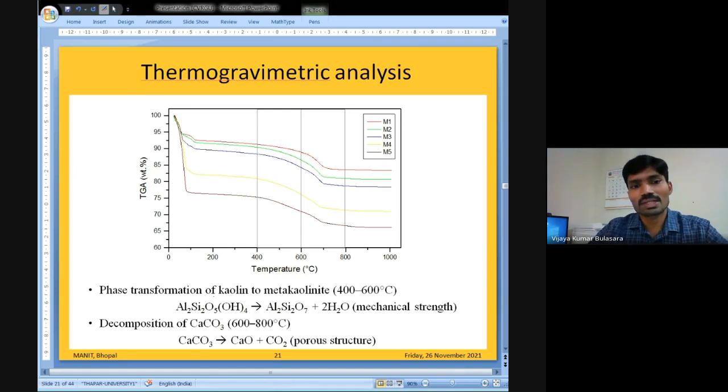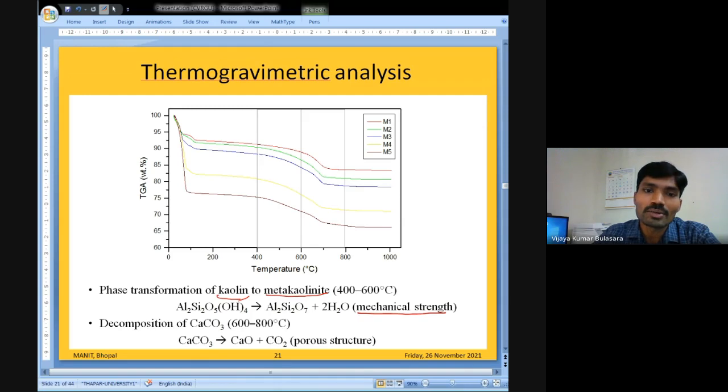Then coming to the phase transformation, which is one of the important steps in the sintering, that is the transformation of kaolin to metakaolin, which occurs in the temperature range of 400 to 600 degrees centigrade. Kaolin to metakaolin imparts mechanical strength to the membrane. The kaolinite phase is transformed into metakaolinite with the removal of the hydroxyl group in the form of H2O. This important step in the sintering helps in imparting the mechanical strength to the membrane.